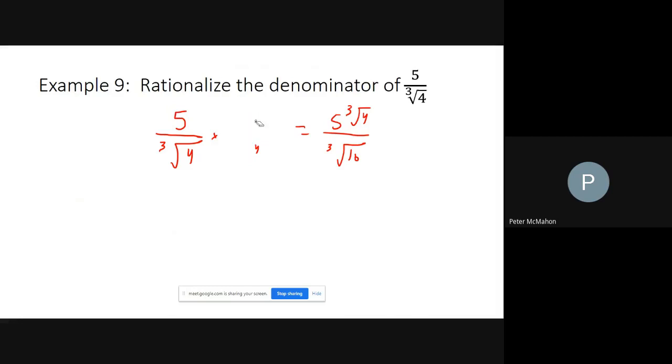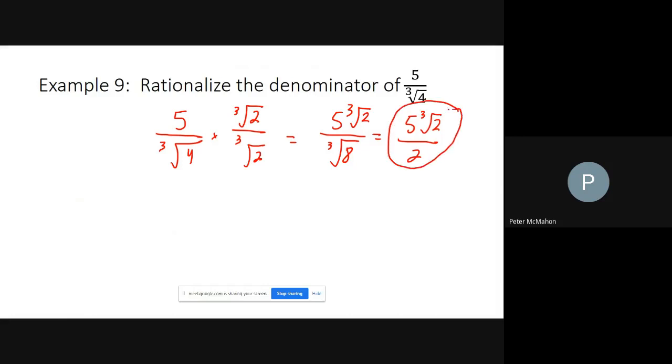So what I'm going to do instead is I want the bottom to be a perfect cube. Well, I know that the number 8 is a perfect cube. So if I multiply the top and the bottom by the cube root of 2, what this is going to give me is 5 cube root of 2 over the cube root of 8. And the cube root of 8 equals 2. So this would be the answer for this guy over here.